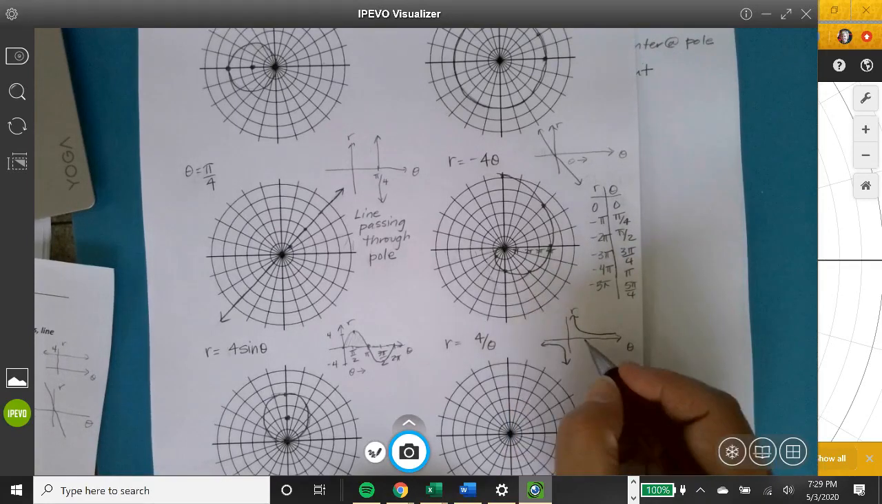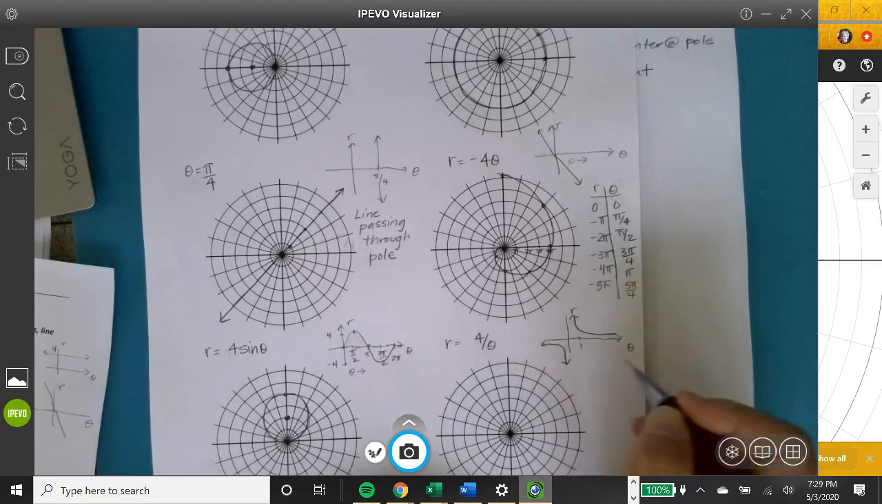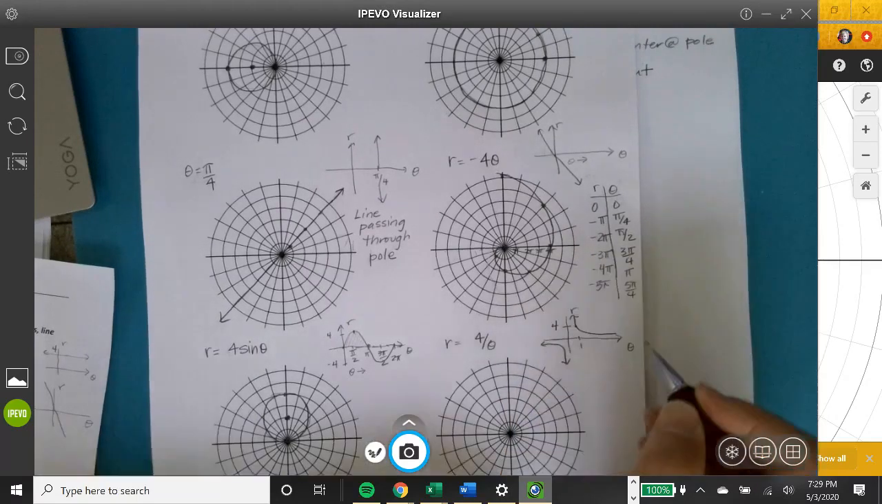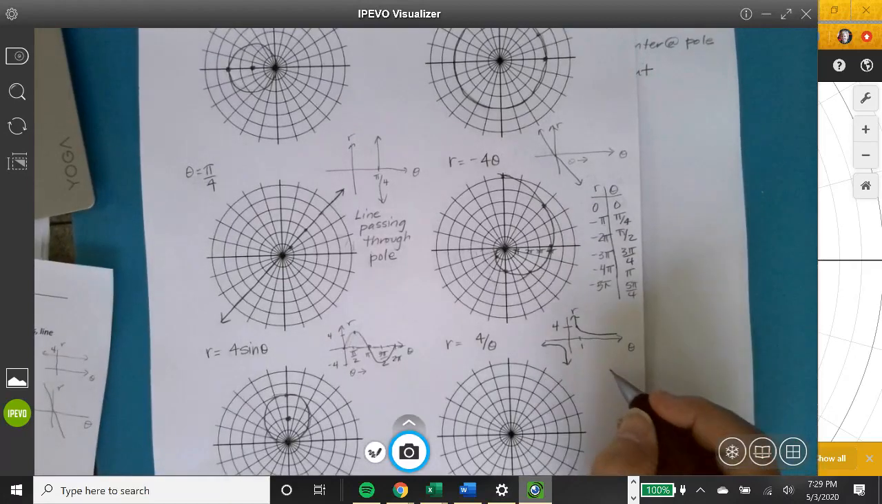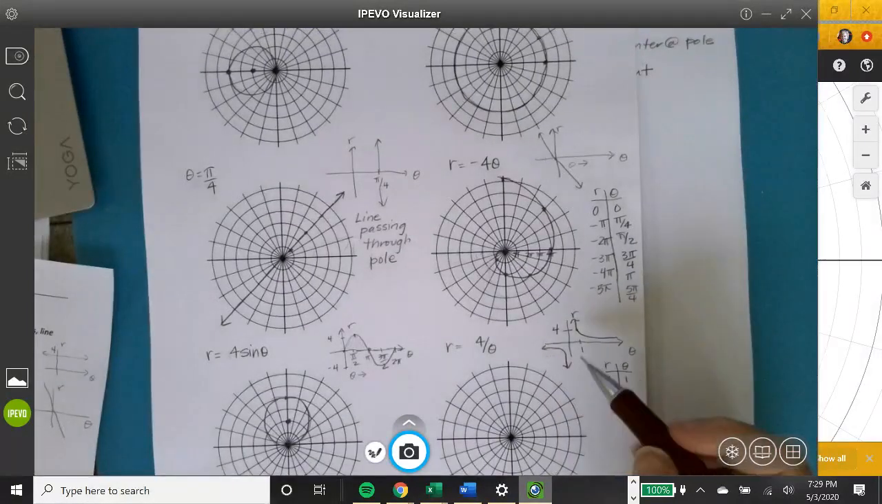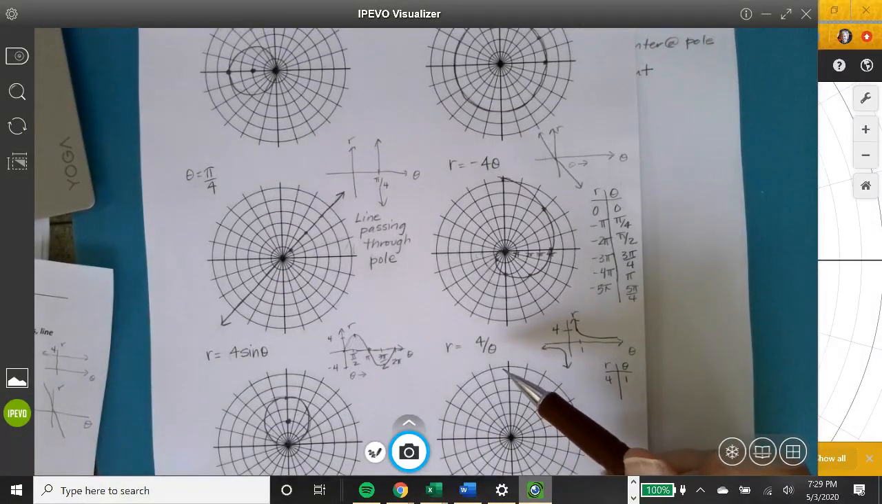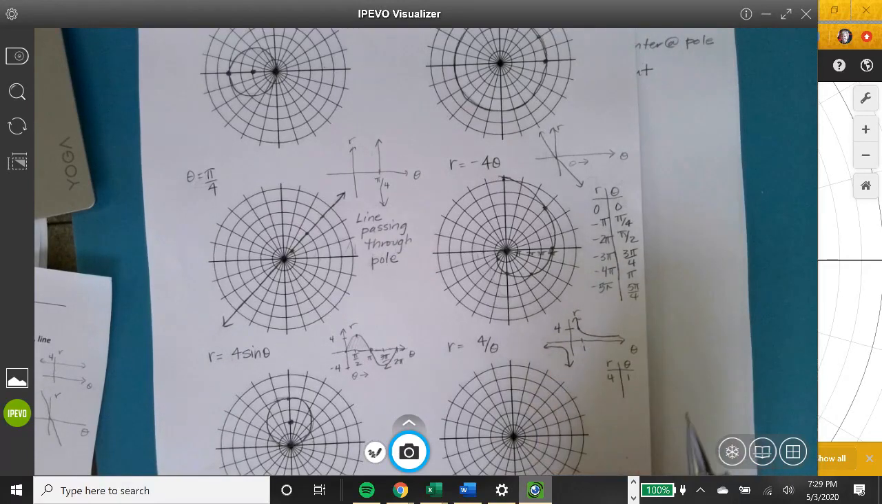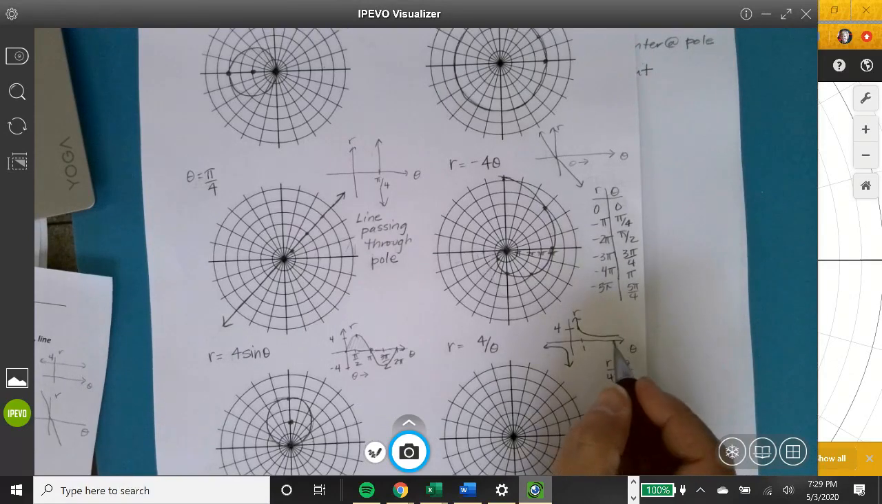Let's say theta is 1. What is r? Well, r is 4. So r is 4 when theta is 1. Now, why can't I let theta equal 0? Well, if I let theta equal 0, what's happening is as theta gets closer and closer to 0 here, what's happening to r? R is getting infinitely large.